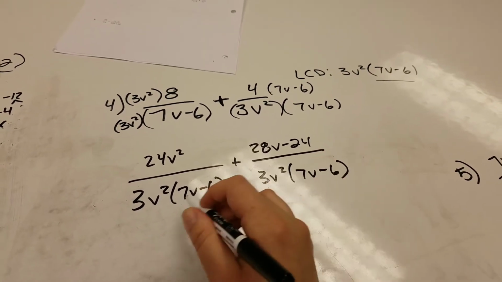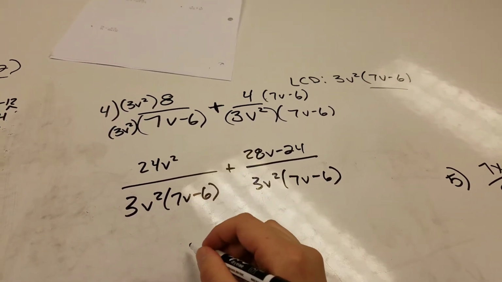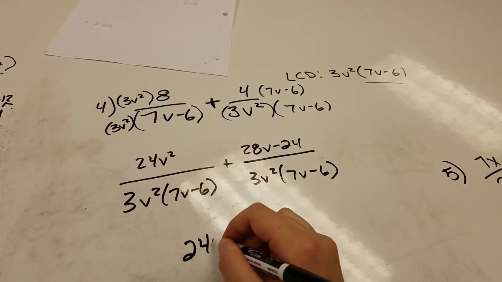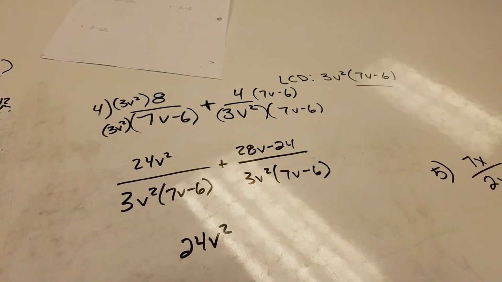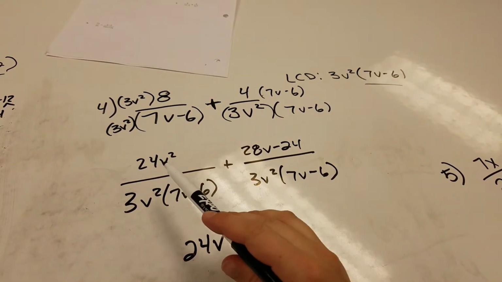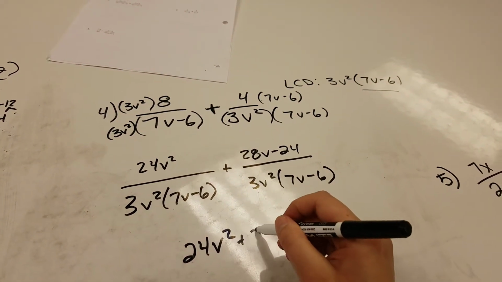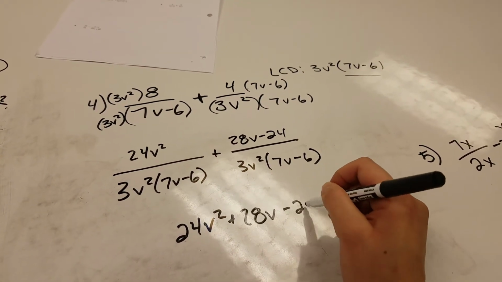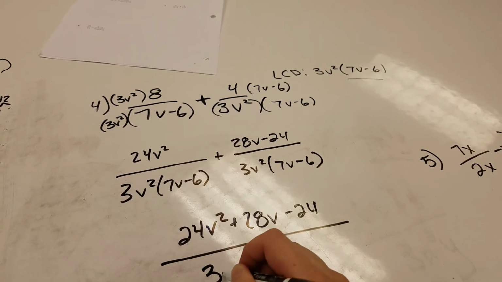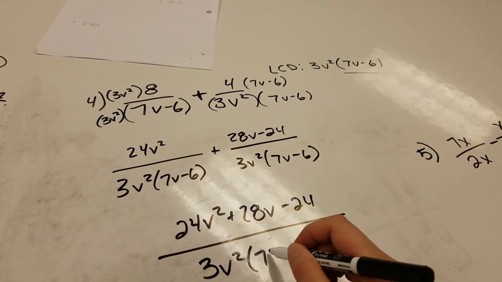Our denominators are the same, so we can combine our like terms. In this case, we don't have any. So we have 24v squared plus 28v minus 24 over 3v squared times 7v minus 6.